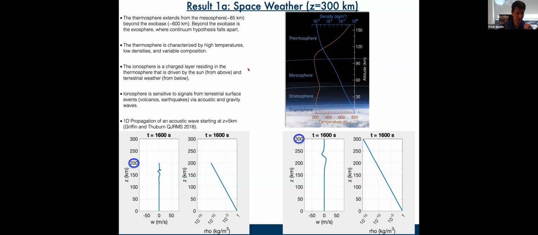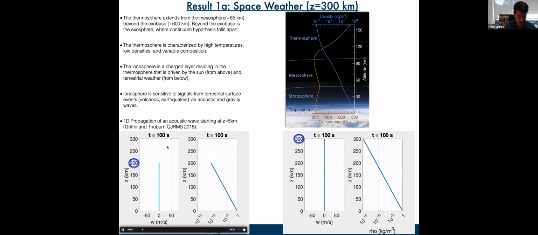So for example, if you have volcanoes or earthquakes, and I'm going to show you in a minute, these gravity waves that I'm doing below in the simulations, you see that they attenuate as they go up high, and they get very, very strong up in this area. So here's an example of 1D propagation of an acoustic wave, right? It starts at a height of 5 kilometers. This is a paper by Griffin and Thuburn, Quarterly Journal, 2018.